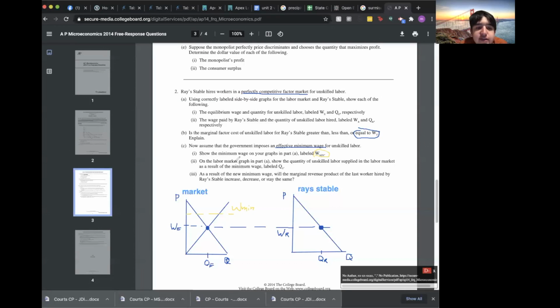In part 2, it asks us, on the labor market graph, show the quantity of unskilled labor supplied in the market as a result of the minimum wage, labeled QS. So, as we established before, this line is the supply. So where the minimum wage corresponds with this supply curve is right here. And then it wants us to label that QS.